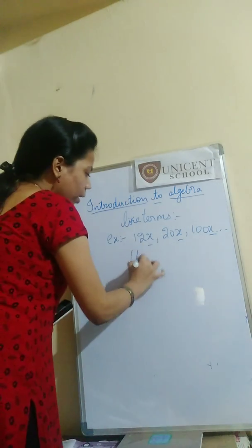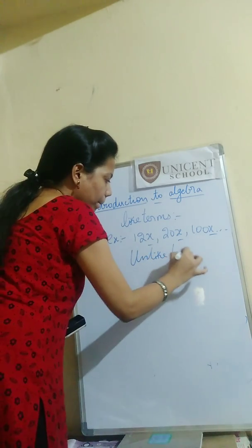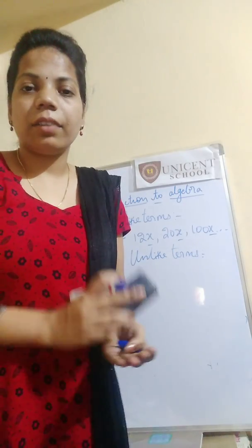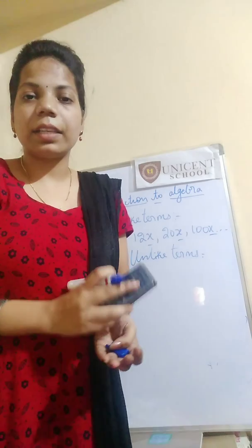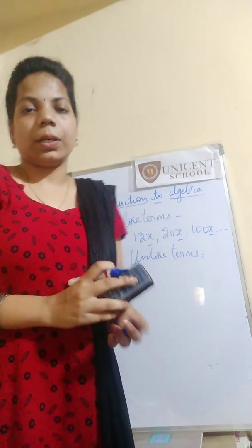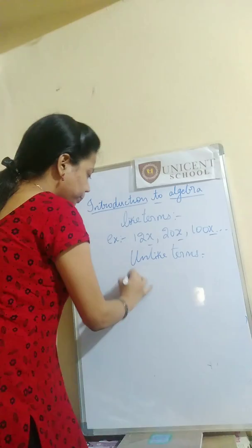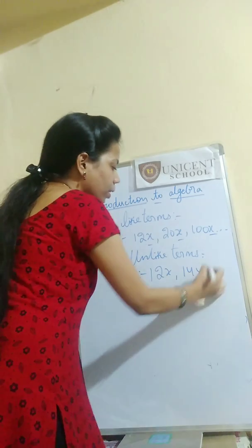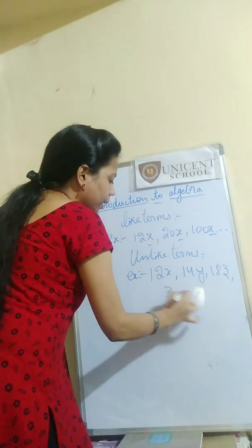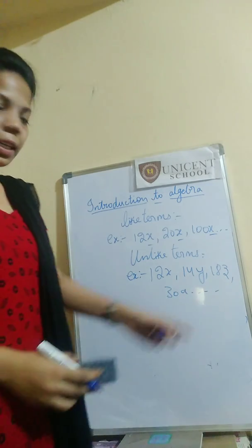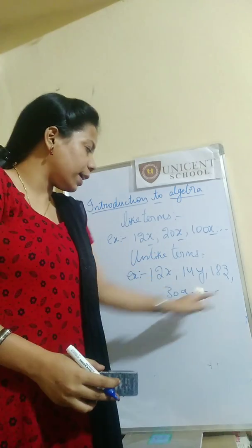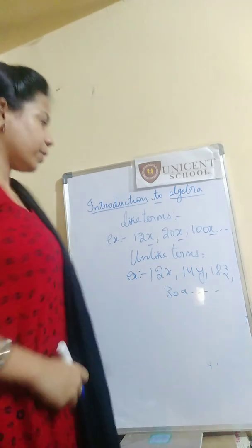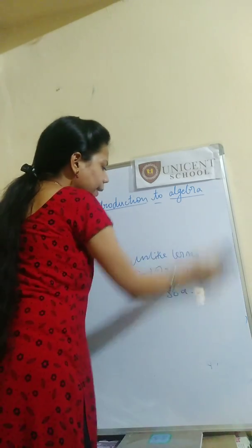Now let us see what are unlike terms. Terms with different variables. Okay, terms with different variables are called unlike terms. Let us see some examples. 12x, 14y, 18z, 30a and so on. If you see here, we have different variables x, y, z, a and so on. So these are unlike terms. Got it, children?